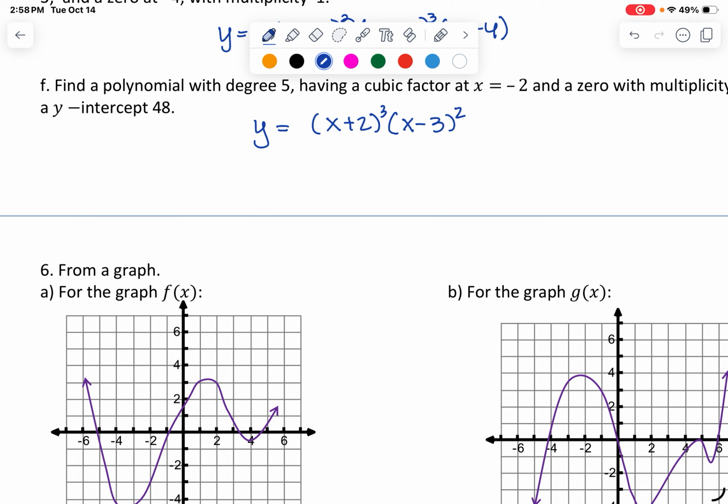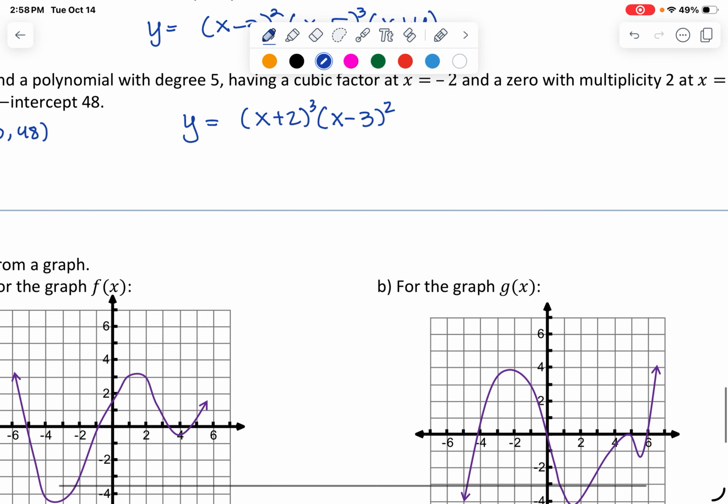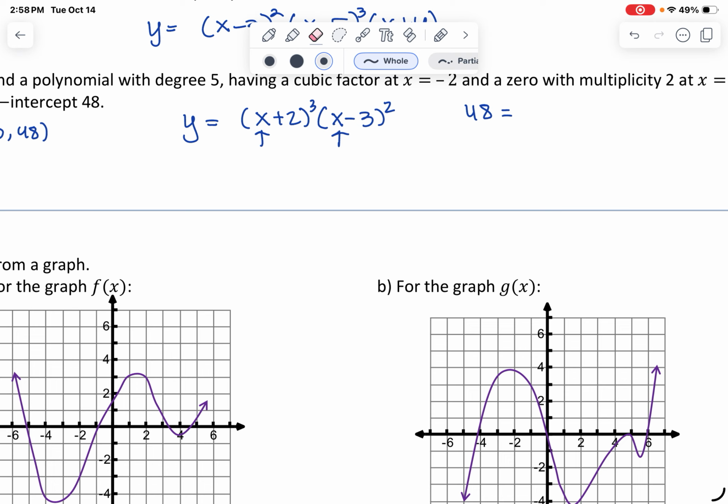a y-intercept of 48. So (0, 48). When I plug in 0 into my function, I have to get 48. So let's check to see if I'm getting that. I plug in 0 for x, and I have to get 48. So if I plug in 0 here and here, 0 plus 2 is 2.